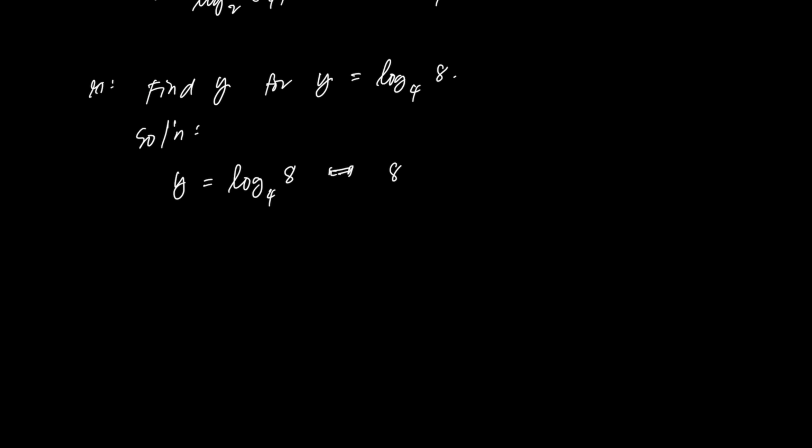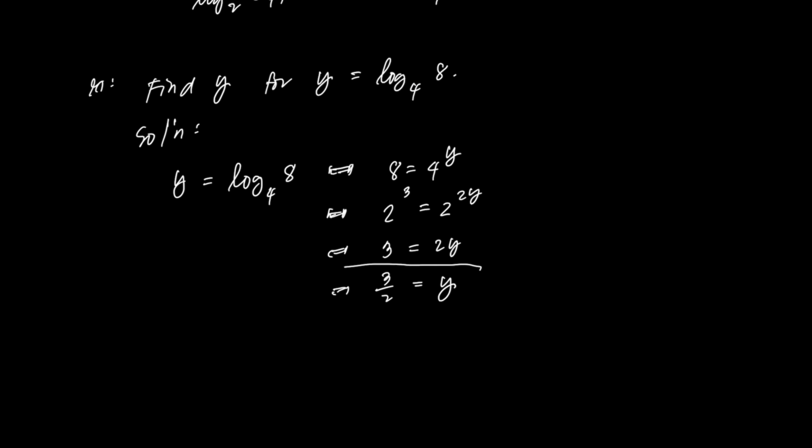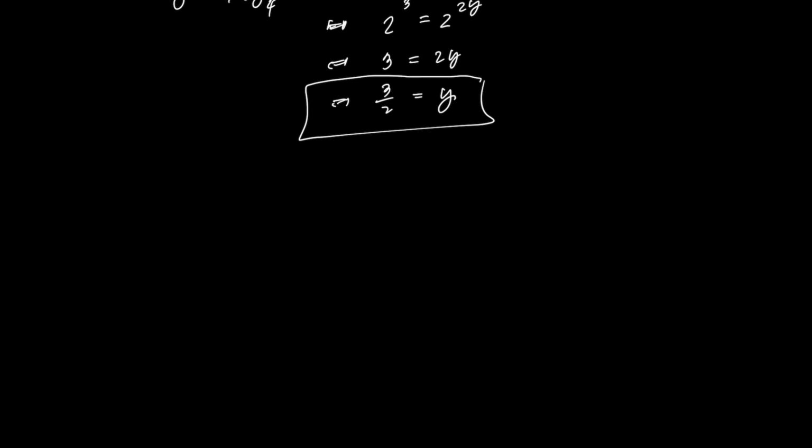From the definition, this is just 8 equals 4 to the y. And from our previous discussion on exponential functions, this can just be written as 2 cubed equals 2 to the 2y. So they have the same base. You can just equate 3 equals 2y, or 3/2 equals y. So that is now the value of y.